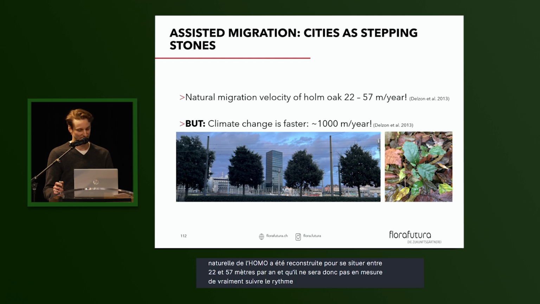So it will not be able to really keep pace with the changing climate, which is changing way faster. Assisted migration could be a solution here, and gardens and public green spaces in cities could play a central role. They could serve as stepping stones for species that migrate too slowly on their own. In the picture, you see a row of 27 holm oaks in northern Switzerland. This is very rare in Switzerland. In Paris, I've already seen some this morning, but in Switzerland, it's very rare. And I was actually quite happy to see that they are already seeding and establishing close to these planted holm oaks.